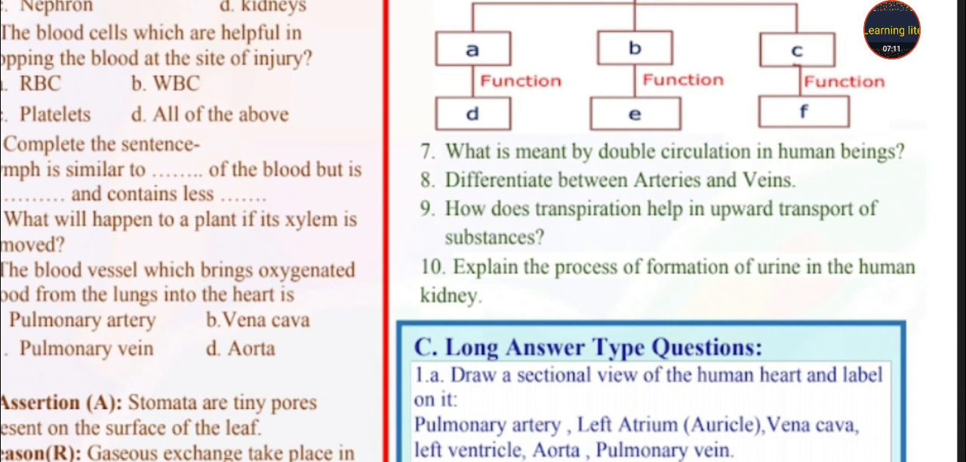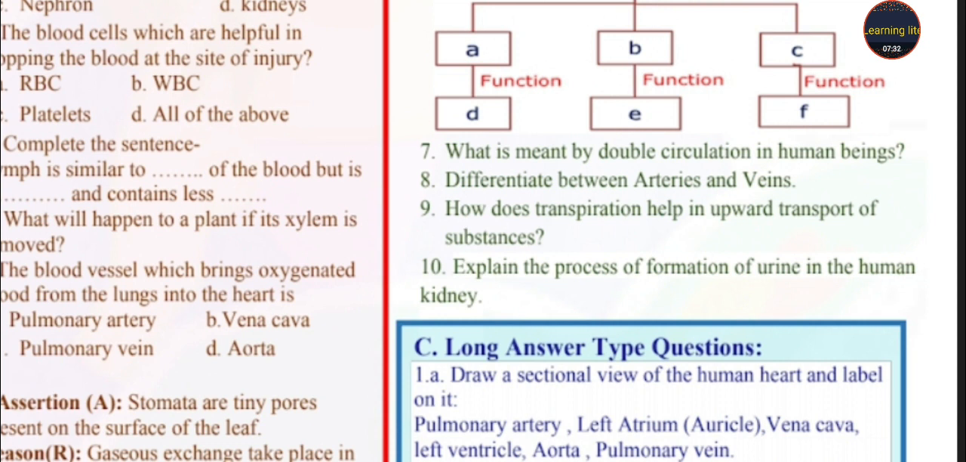And veins, they are opposite to artery. They carry deoxygenated blood, they are purplish in color, they are superficial, you can observe them easily on your wrist or on your foot, and they have thin and less elastic walls. How does transpiration help in upward movement?